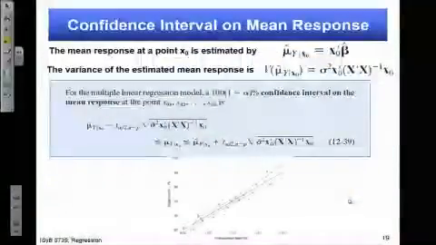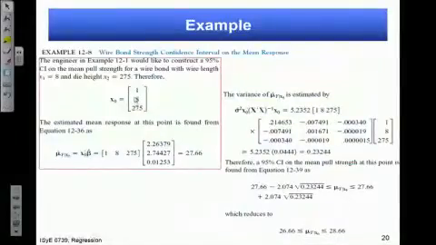So this is x1, this is x2. So we plug it in, we get the point estimate. Okay? Is it clear?